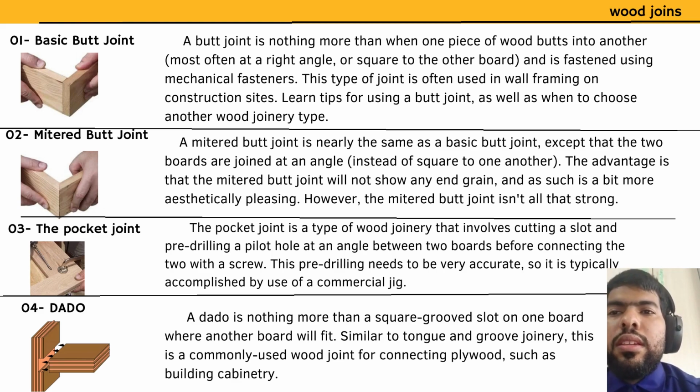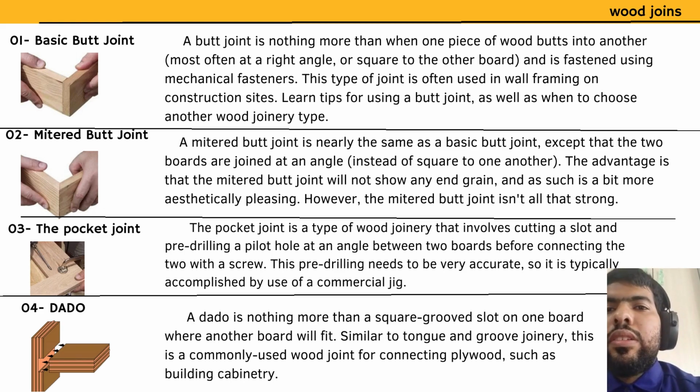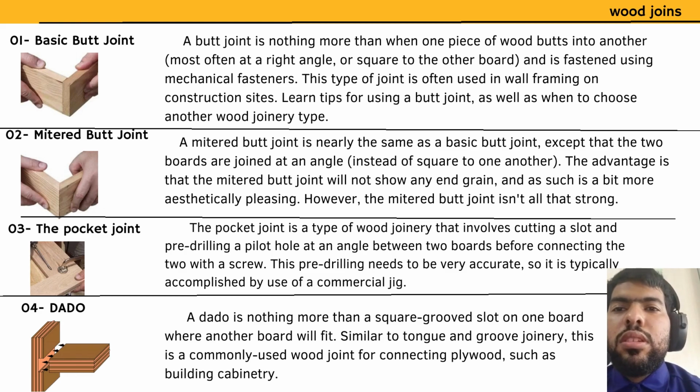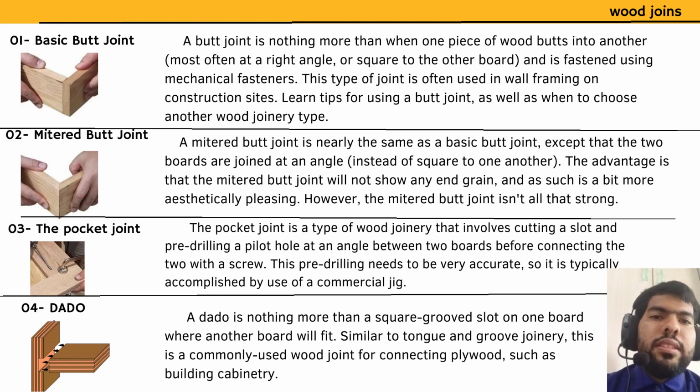The fourth is the dado. A dado is nothing more than a square groove or slot in one board where another board will fit, similar to the tongue and groove joint. It is commonly used as a wood joint connection for projects such as building cabinetry.